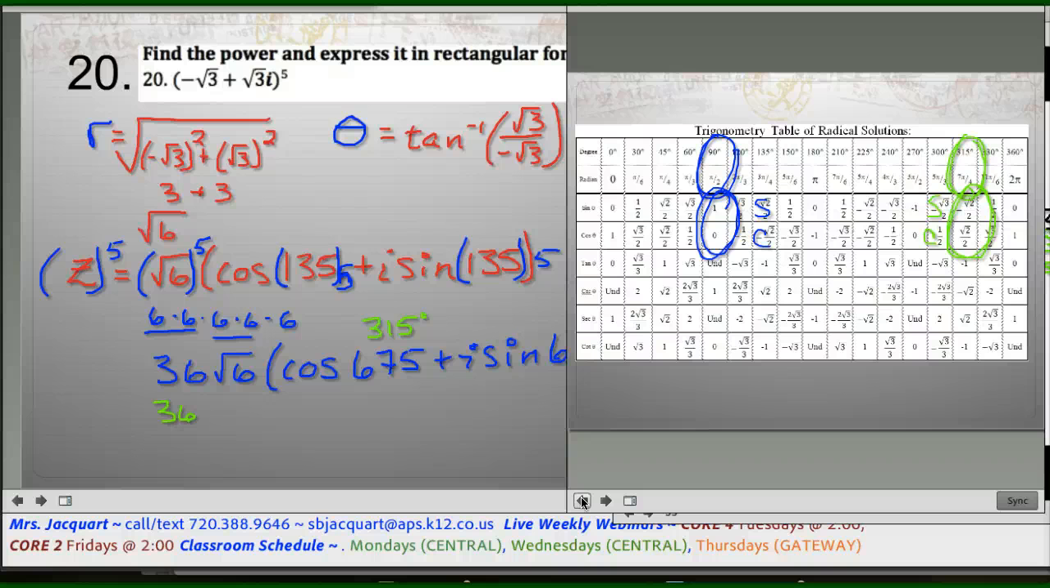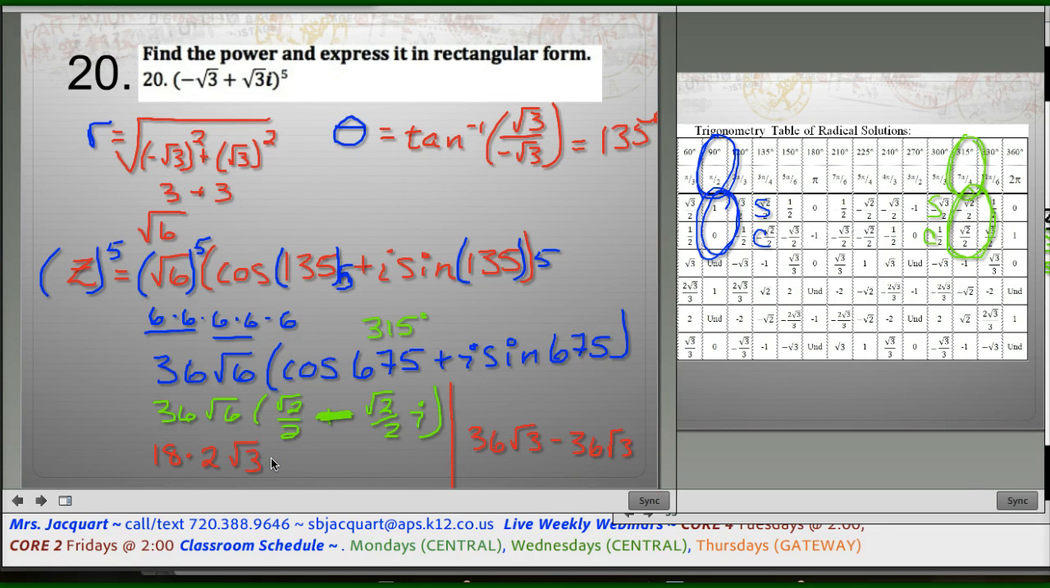So 36 square root 6 cosine 315, so the same as 675. It's going to be square root 2 over 2 minus square root 2 over 2 i. Okay, so if we multiply square root 2 over 2 by i, we're going to get 18 times 2 square root 3. So we're going to get 36 square root 3 minus 36 square root 3. Oh, I lost it. Square root 3i.